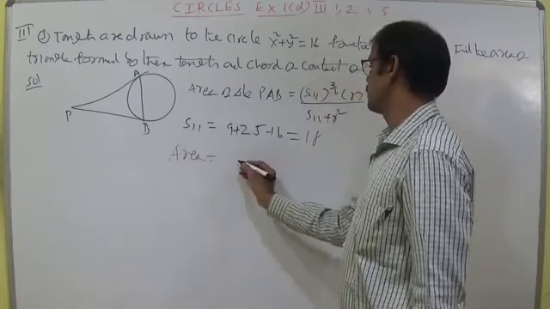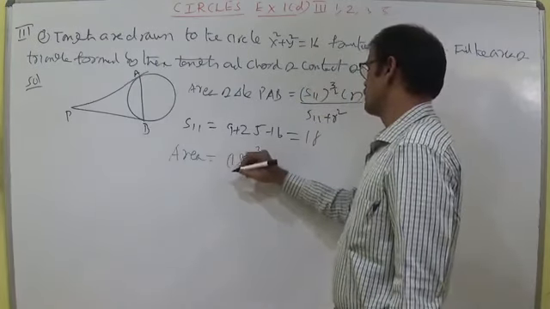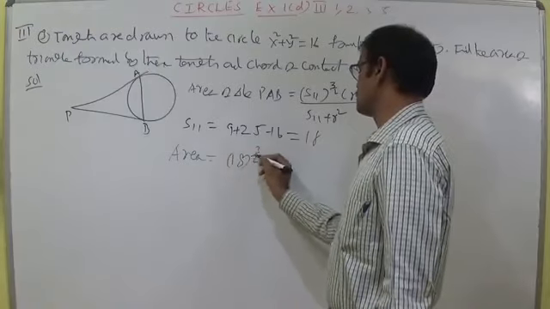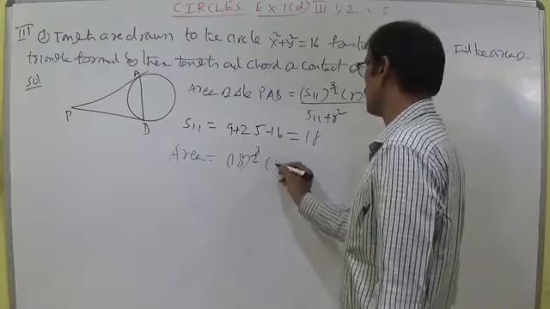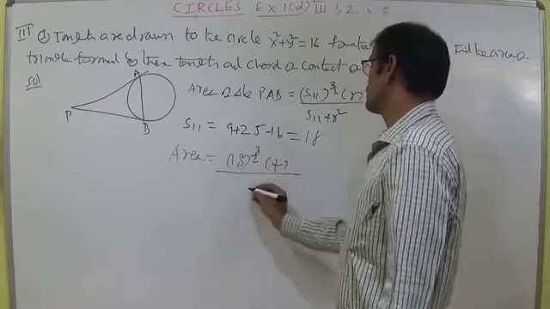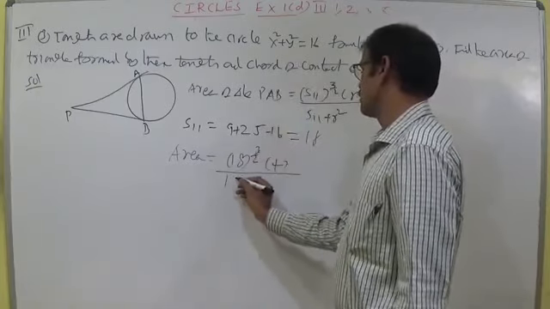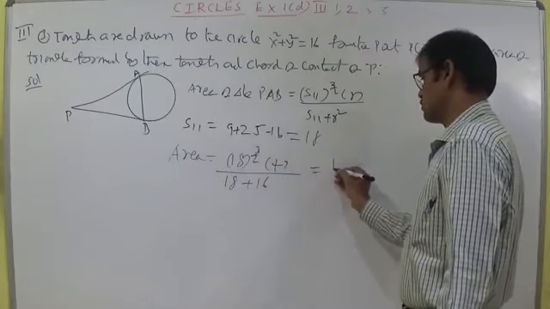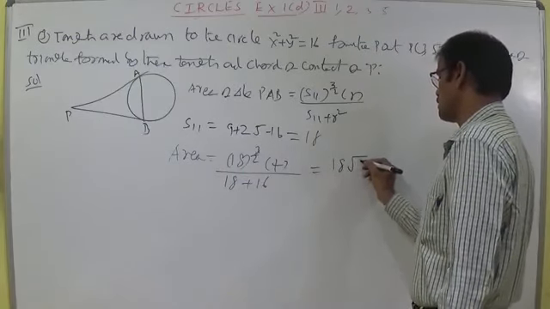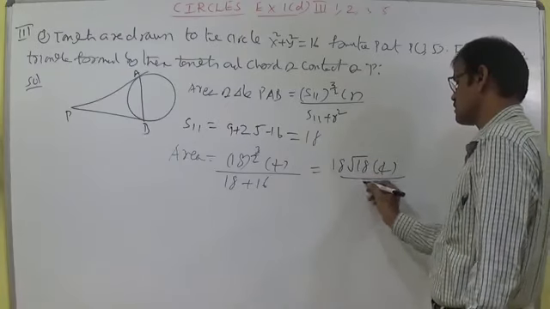What is the S11 here? 18. So 18 power 3 by 2 can be calculated as 18 root 18, into what is the R here? 4. What is S11 now? Simply whatever value we got here, 18, plus R square means 16. Now you can write here 18 root 18 into 4 by this, which is 34.